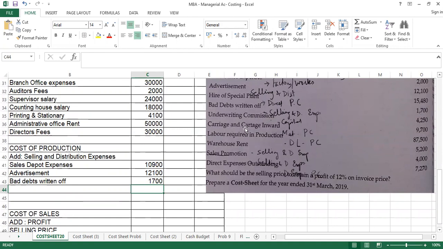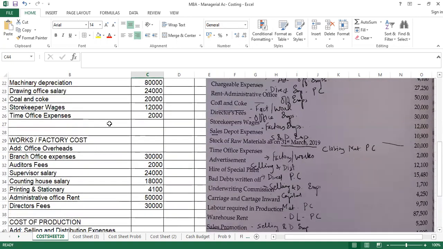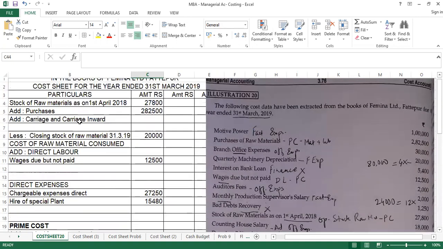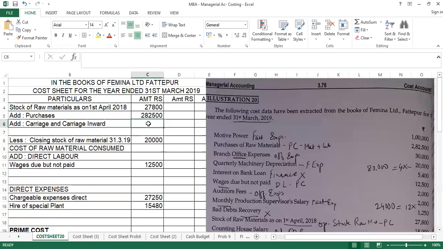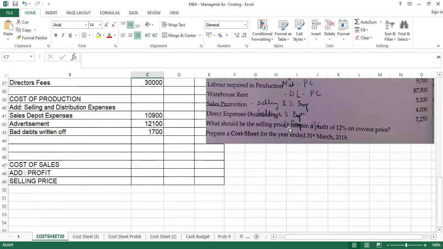Carriage inward, yes, that will be taken into your raw material cost. So we add carriage inward to raw material. What is the amount of carriage inward? 9,700.